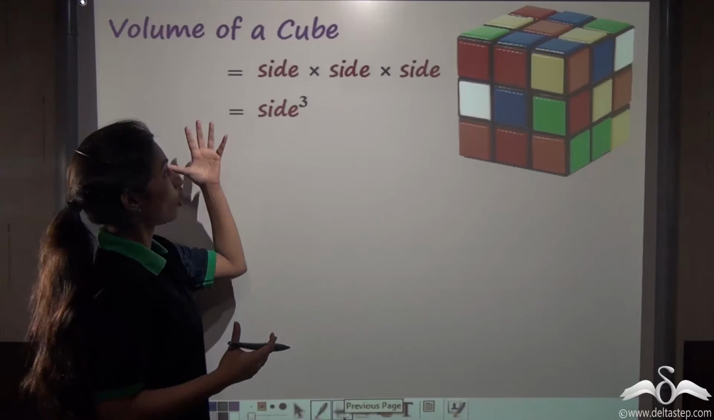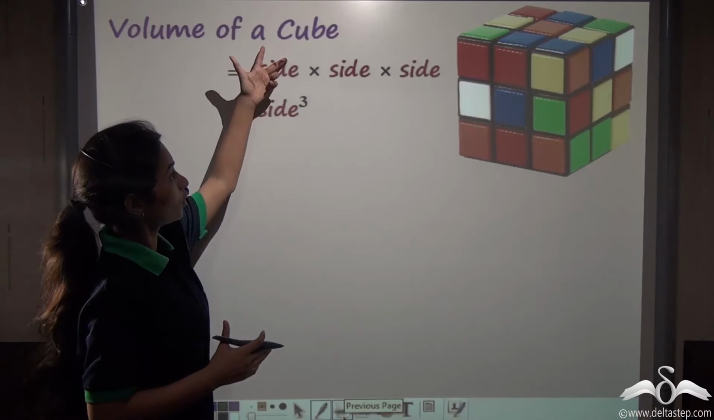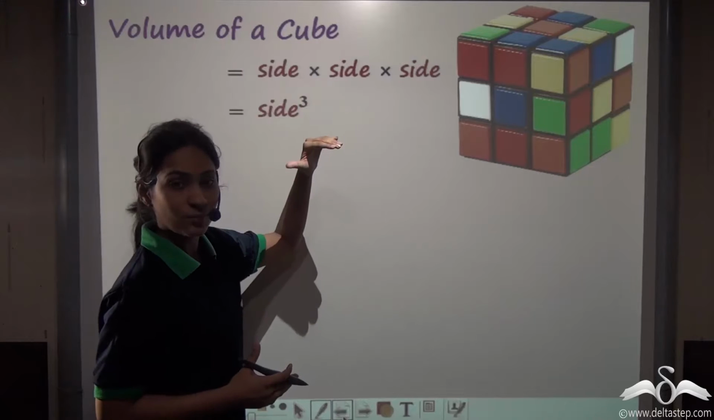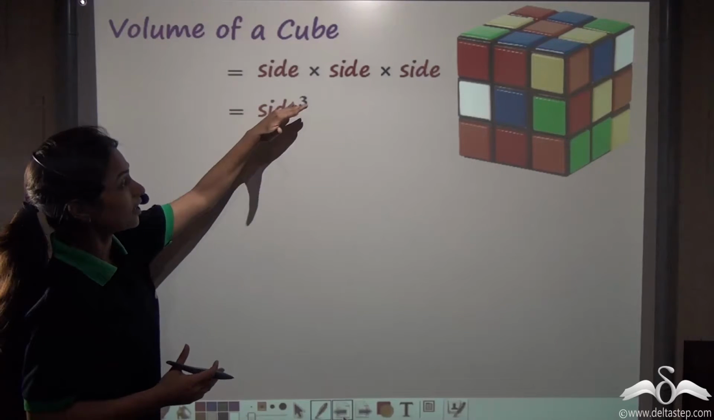You know how to find out the volume of a cube? Well, the volume of a cube is side into side into side. That is, side multiplied with itself 3 times. So we can represent it as side cube.